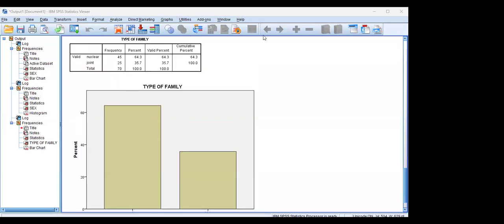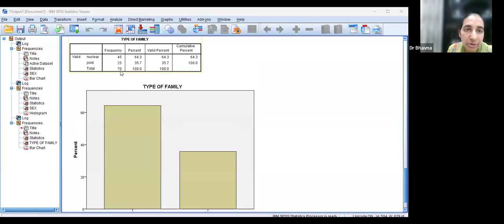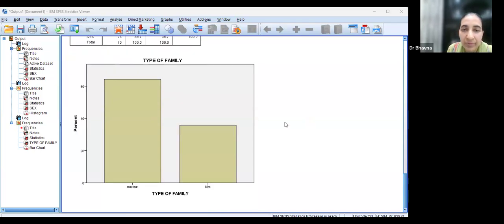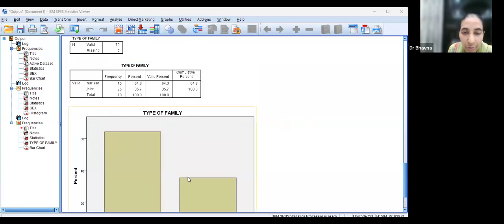See, it just drew this chart for you. There were 70 patients, out of which 45 belong to nuclear families, 25 belong to joint families. Okay, this is the bar chart for nuclear family, joint family. But since you knew that this was qualitative data, there was no confusion. Okay, we'll again go to data. I'll go to severity right now. Analyze, descriptive statistics, frequencies. I'll just throw this out.